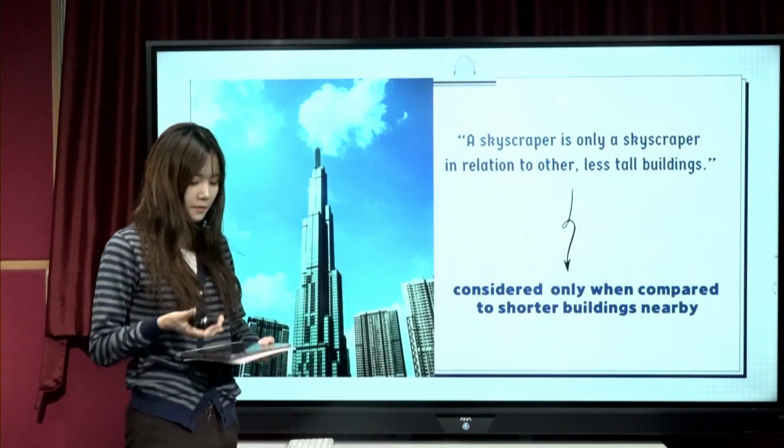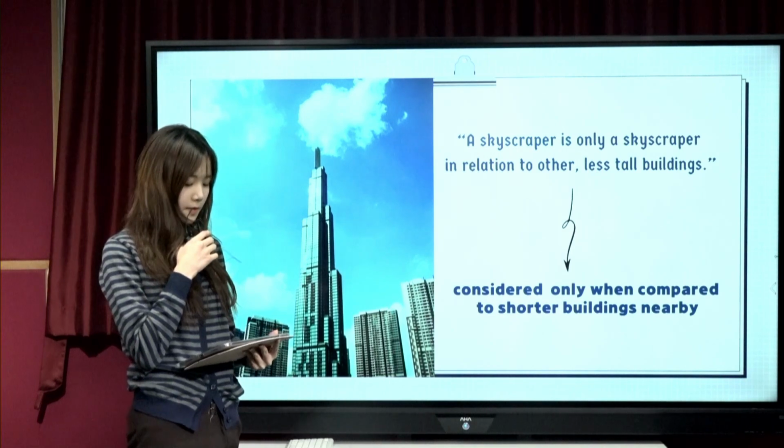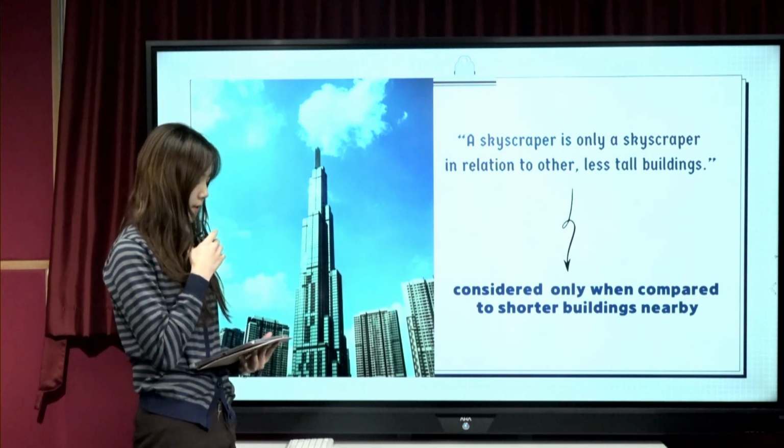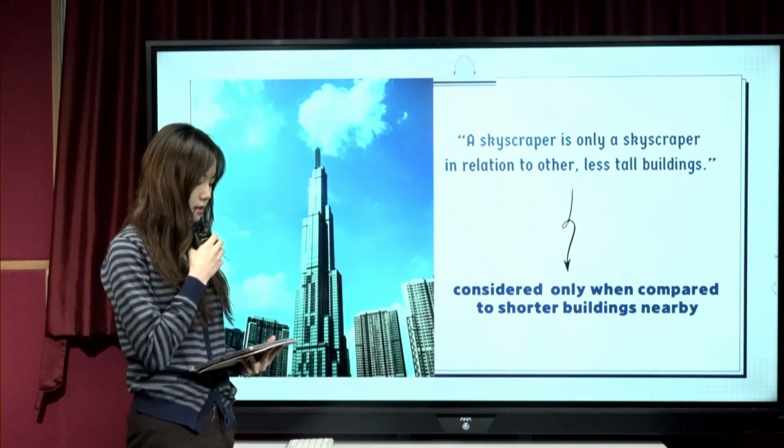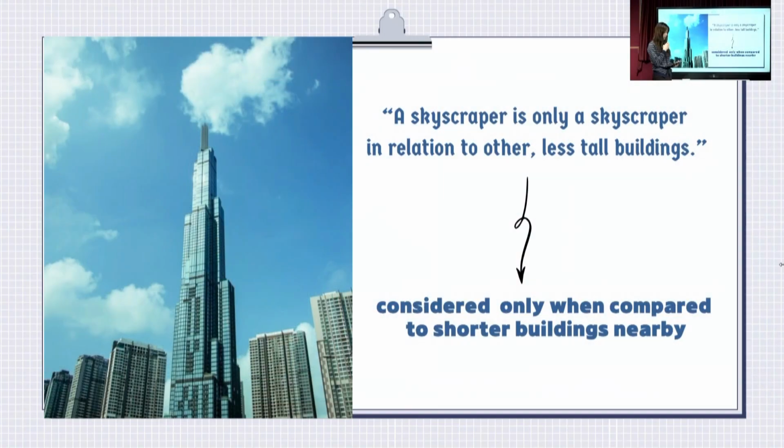Let's start with a simple example from the real world, a skyscraper. A skyscraper is only meaningful in relation to other, shorter buildings. It's tall and slender, but without other buildings for comparison, the concept of a skyscraper will lose its meaning. This shows us that some concepts, even grammatical ones, exist relationally, not independently.